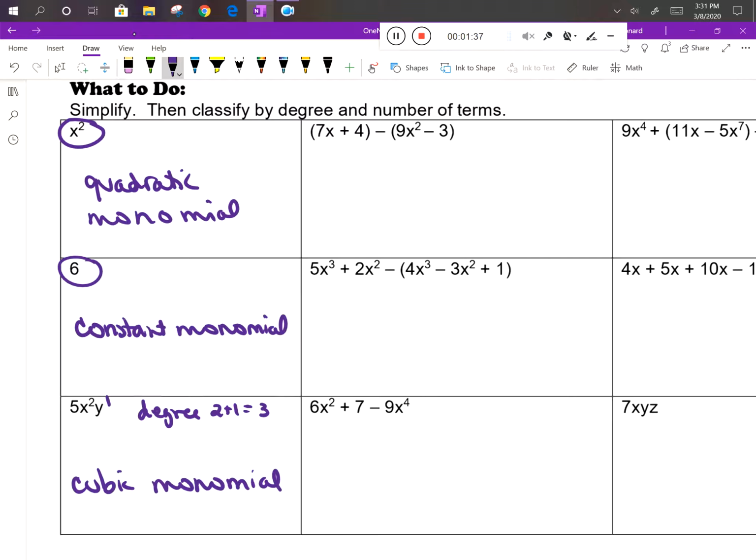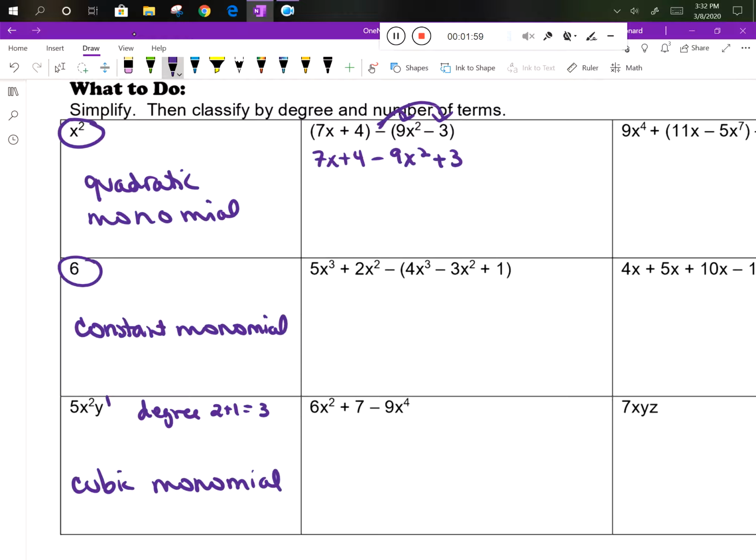Let's look at the second column. In the second column, we have some work to do because we see lots of parentheses. Notice the first set of parentheses, it's really not doing anything. So it's just 7x plus 4. But the second set of parentheses is making sure that we realize that both of those terms need to be subtracted. So we have negative 9x squared plus 3.